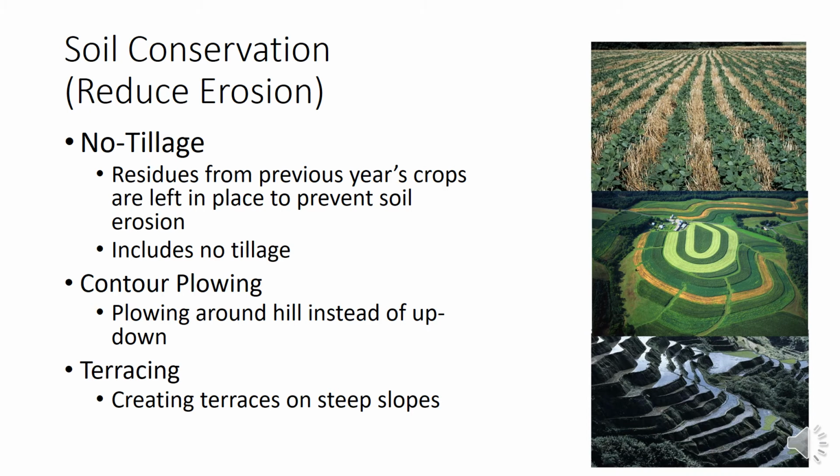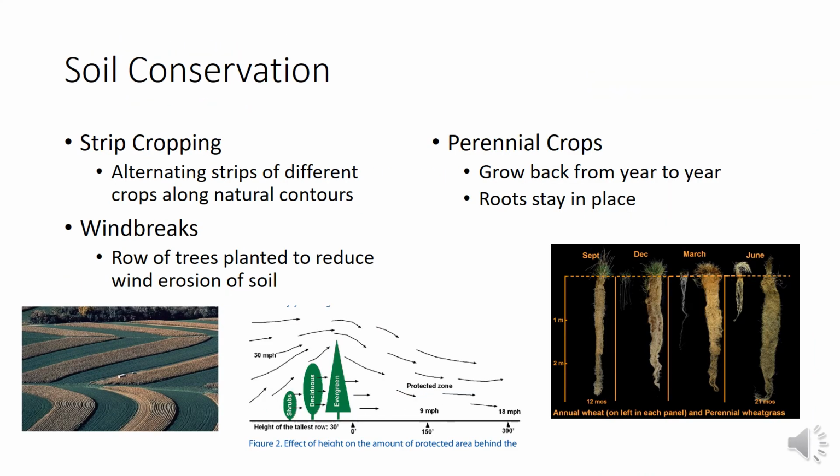Contour plowing, if you must plow, you're plowing with the contours of the land instead of straight up and down to make it look neat and tidy. You're making it more organic around the landscape. And then terracing also reduces erosion because the water won't go down a straight slope. Instead, right, it's slowed down by that terraced landscape. Strip cropping is another way to conserve soil.